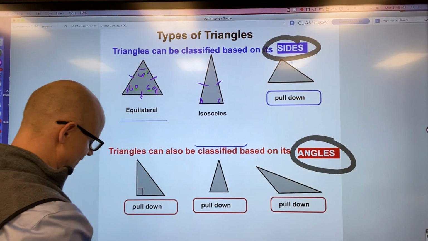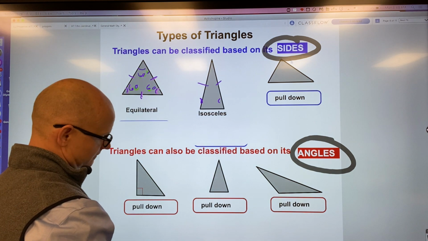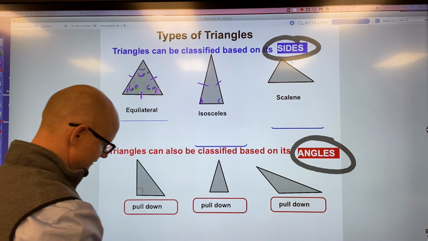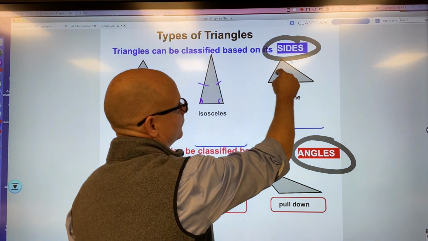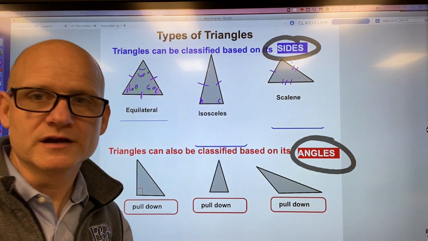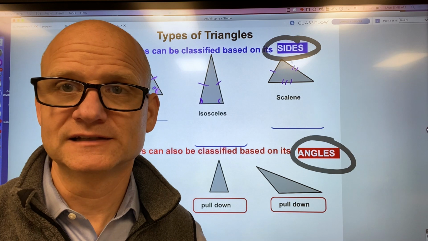And then a scalene triangle is where you have none of the sides equal. And so you would go 1 dash, 2 dash, 3 dash. That would let you know that none of the sides equal. And if none of the sides equal, guess what? None of the angles equal in a scalene triangle.